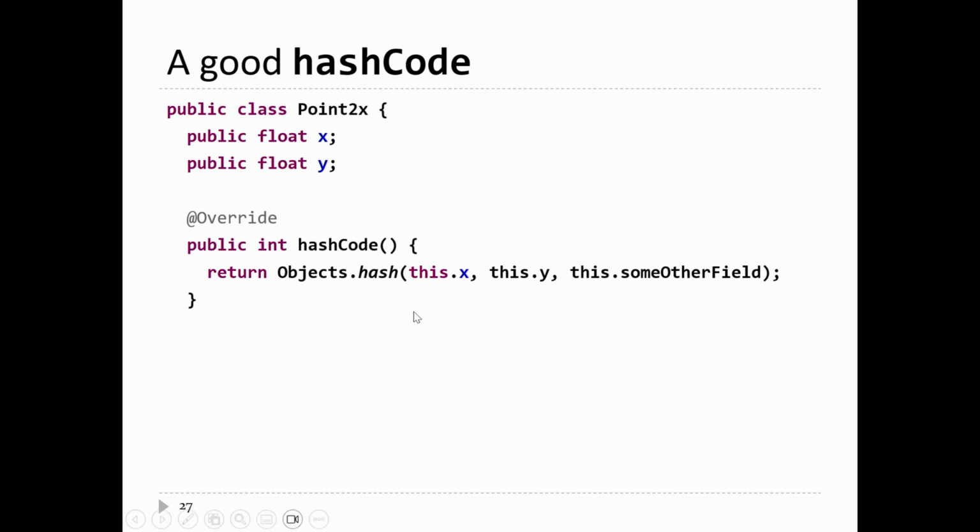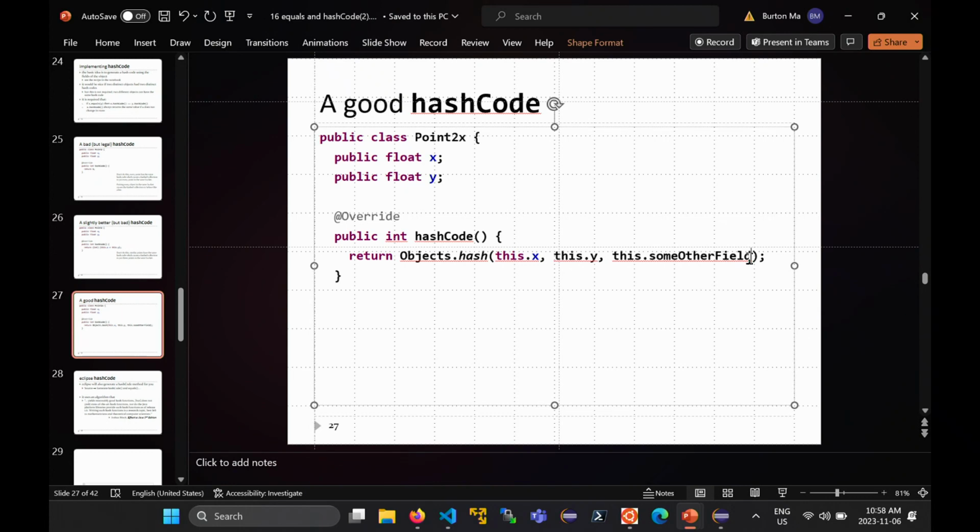So this method here produces equal hashCodes only if x, y, and some other field are equal for the two objects, whereas equals returns true only if x and y are equal. It ignores the other field. So you can't use fields in hashCode that are not used in equals. So watch out for that. It's not always super straightforward to implement this method.